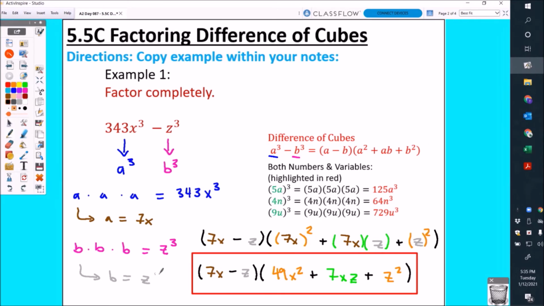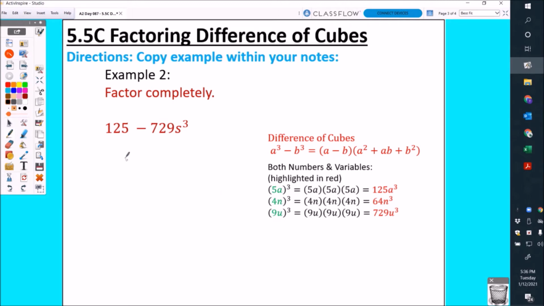So we have 7x minus z times 49x squared plus 7xz plus z squared. So this is pretty much what we would have to do when working with a problem that has a number with a variable as the first term, or any of the terms, and then the other term is just a variable. All right, let's move on to example 2.